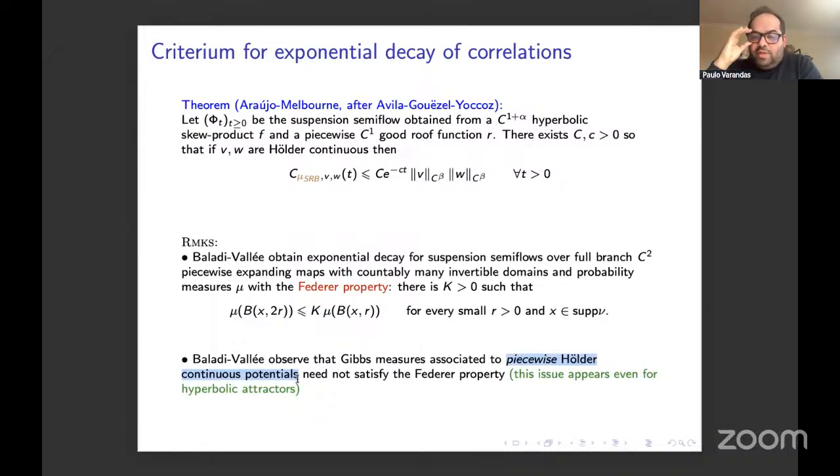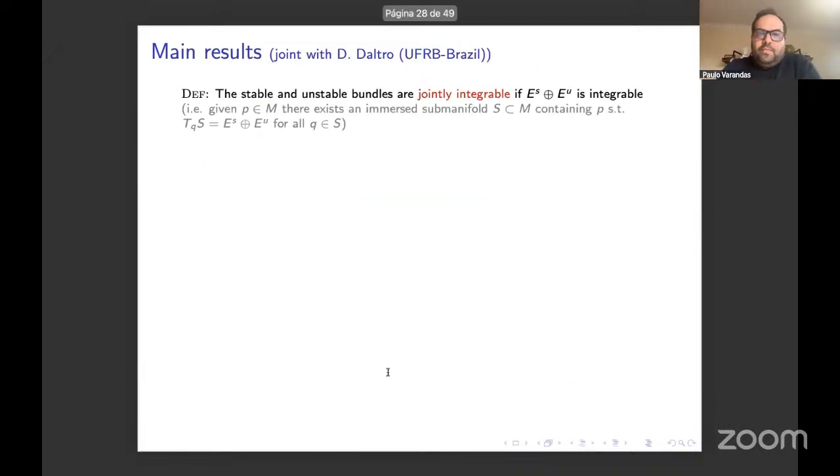So this creates the issue of how to overcome the lack of this property in order to prove exponential decay of correlations using this kind of criteria. And this was the problem that myself and Diego were looking at some time ago.